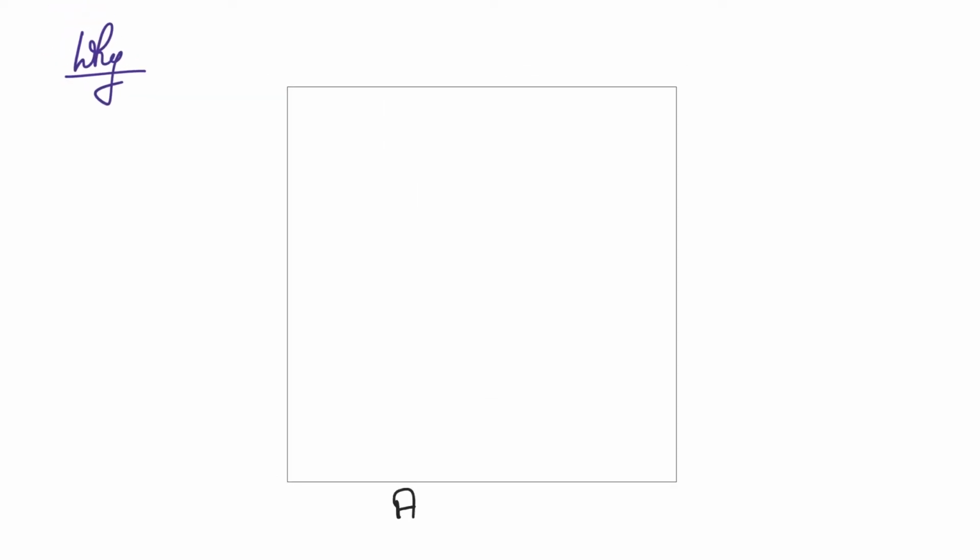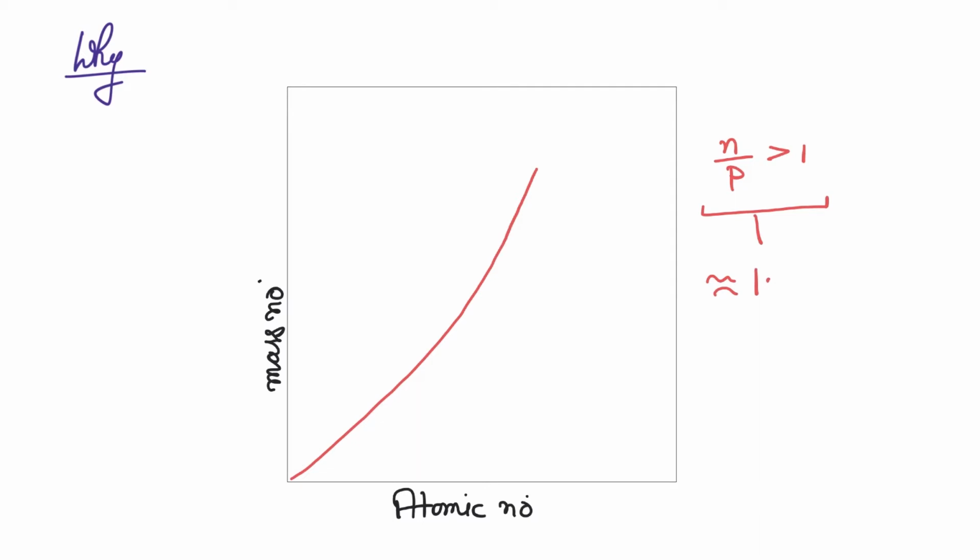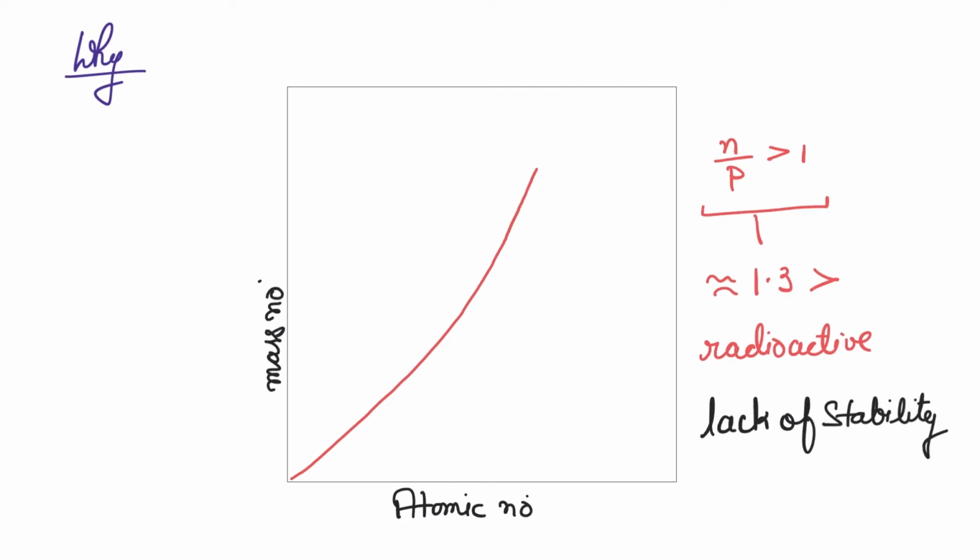Now, first of all, why will some elements undergo nuclear reactions? When we plot a graph between atomic numbers and mass numbers, we find the n by p ratio is pretty important. As the mass numbers increase too much, if the neutron to proton ratio is more than 1, specifically around 1.3, then we say that the element is radioactive. It lacks stability and it will emit some particle to become stable, to achieve nuclear stability.